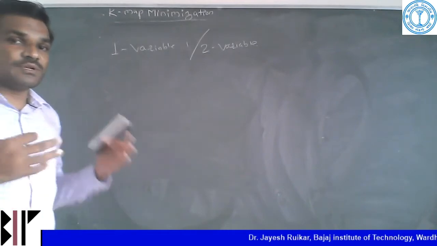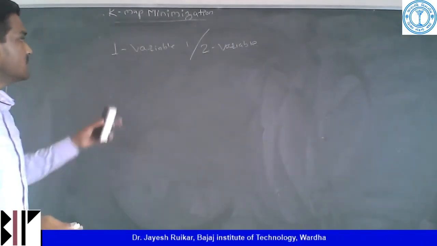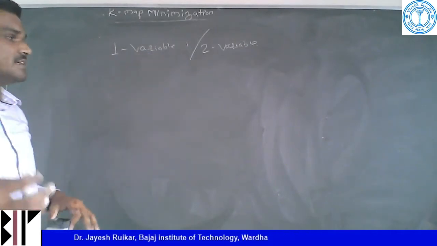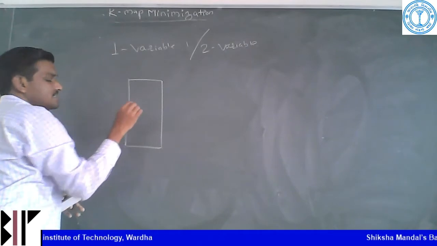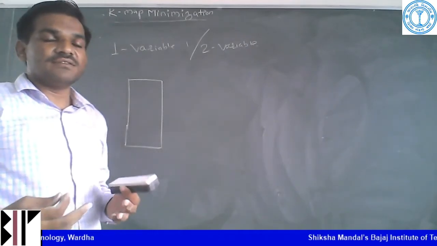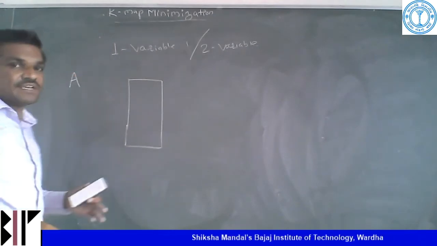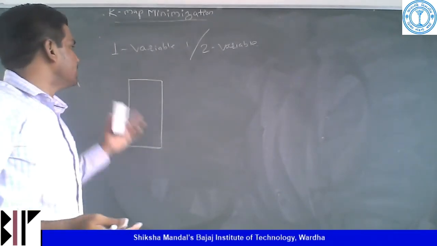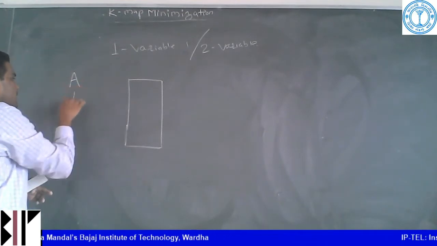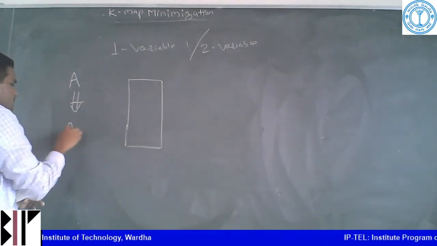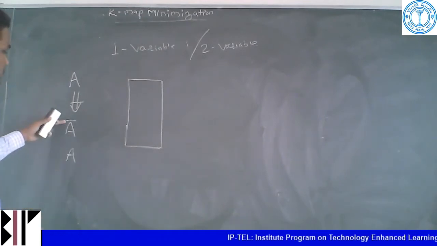To represent a K map, we require a number of cells. How many cells are there for one variable or two variables, that I will explain. For a one variable K map, we require a single variable, let us say A. For a variable, we require two states: one is A bar state, and the other is A. So two states are there, A bar or A.